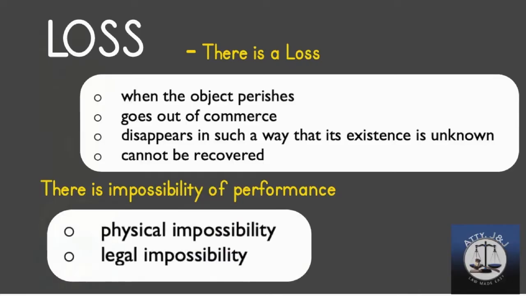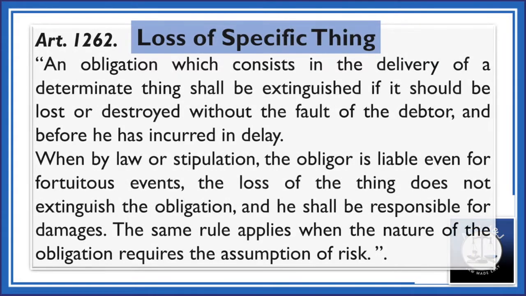So now, let's discuss kung ano ba ang epekto ng loss under Article 1262. So we have to determine if it involves specific or generic thing. So Article 1262, an obligation which consists in the delivery of a determinate thing shall be extinguished if it should be lost or destroyed without the fault of the debtor, and before he has incurred in delay. When by law or stipulation, the obligor is liable even for fortuitous events, the loss of the thing does not extinguish the obligation, and he shall be responsible for damages. The same rule applies when the nature of the obligation requires the assumption of risk.